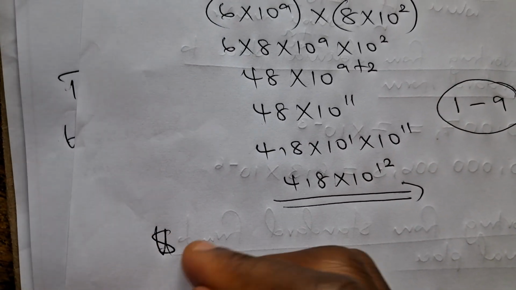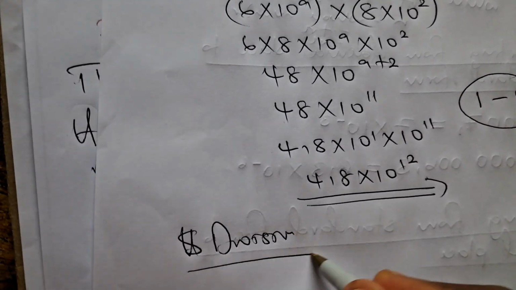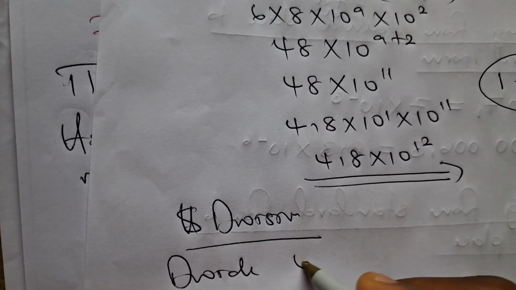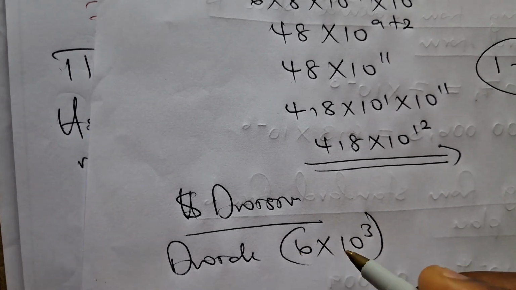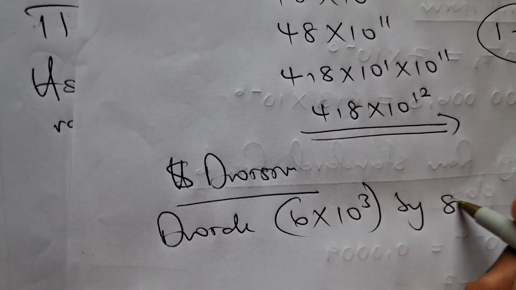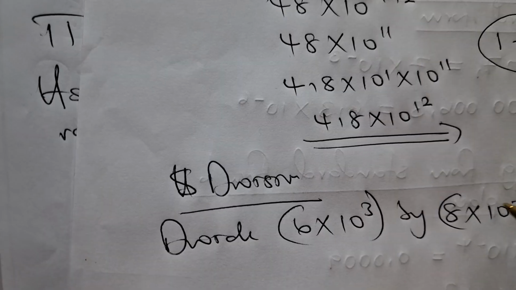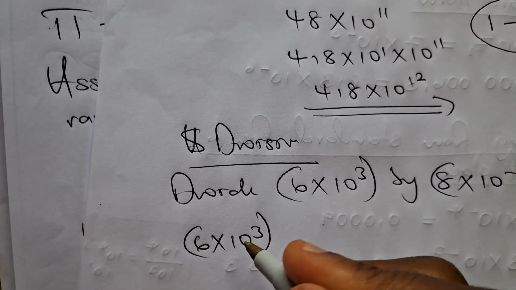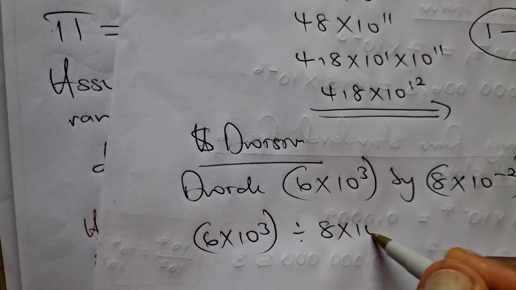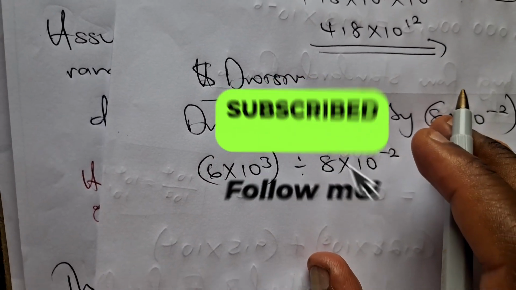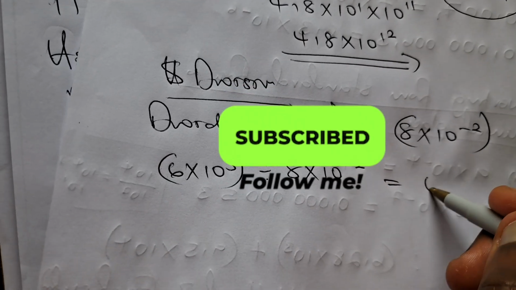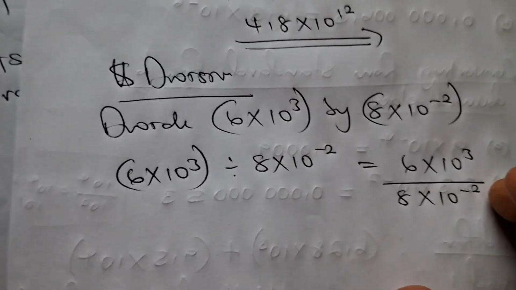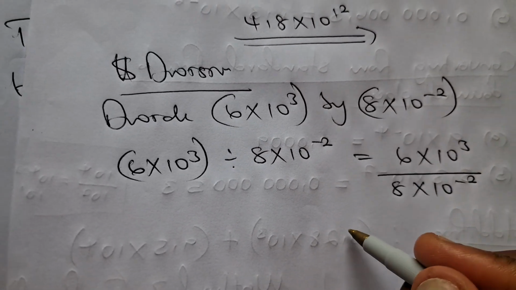Then looking at division. How do you solve for division? You're asked to divide 6 by 10 to the power 3 by 8 by 10 to the power negative 2. So what are you going to do? It just means 6 times 10 to the power 3 in brackets divided by 8 times 10 to the power negative 2. You're just going to express it in this form: 6 by 10 to the power 3 over 8 by 10 to the power negative 2. After this, you're going to say 6 over 8.